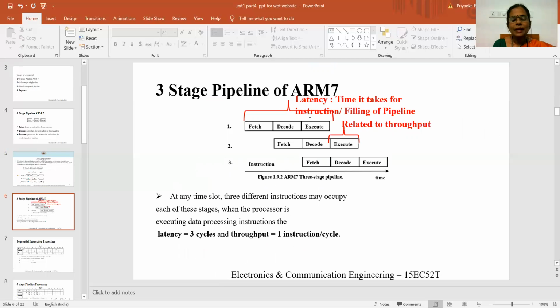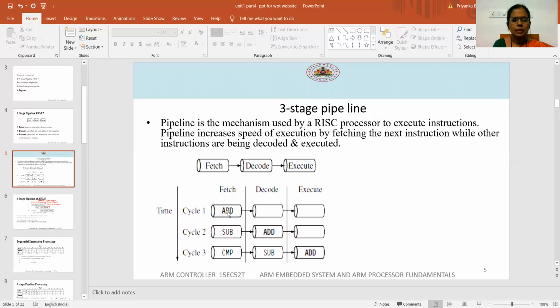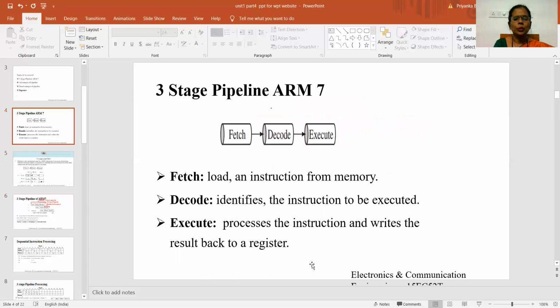Then where will we get the output? See the second cycle here: fetch, decode and execute. Execution comes only in the third cycle. So we get the output in the third cycle, and that is called throughput. See the previous diagram. In the third cycle, the third instruction is fetched, the second instruction is under the decoding process, and in the same cycle the first instruction is executed. Here I will get the output. This is called throughput.